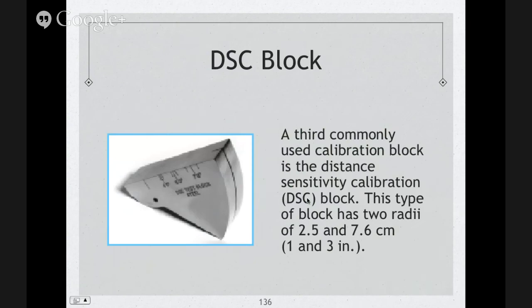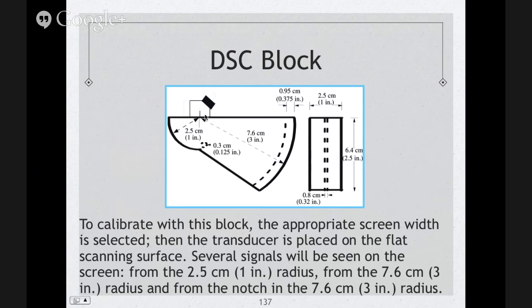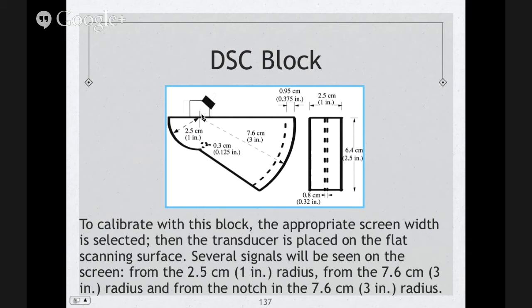This is another type of block, which is the same. It's a miniature block, and it does at least the same job as the IIW block. You could put your transducer on top of here. You have your side drilled hole, and you could actually shoot sound in both directions to get 1 inch here, or to get 3 inches shooting at the opposite end. Now, you also have a scale written on the side where you could check your index mark for proper angle, to see if the refraction angle is correct or not. So calibrate with this block, the appropriate screen width is selected, then the transducer.